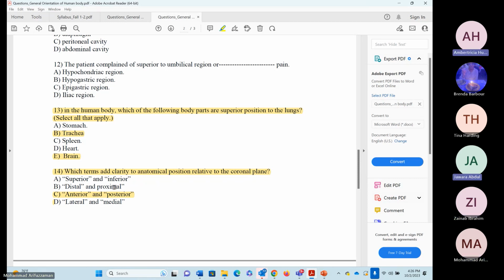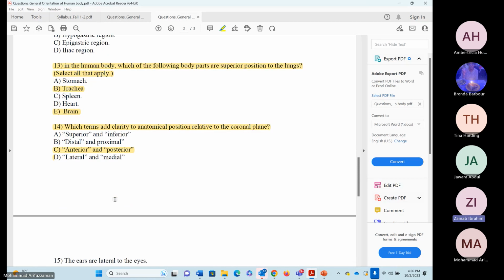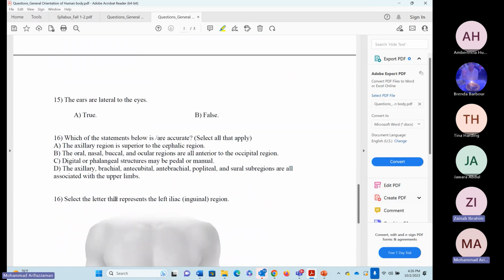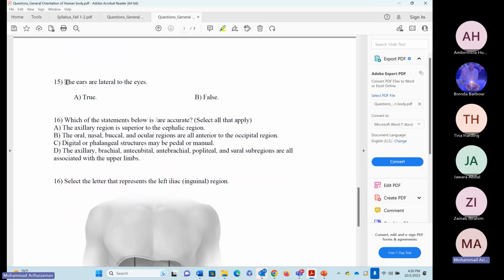Lateral means side and medial means middle. Okay, good. We discussed that the ears are lateral to the eyes. That is true, so lateral means on the side. And the eyes are medial to the ears. So both are correct.